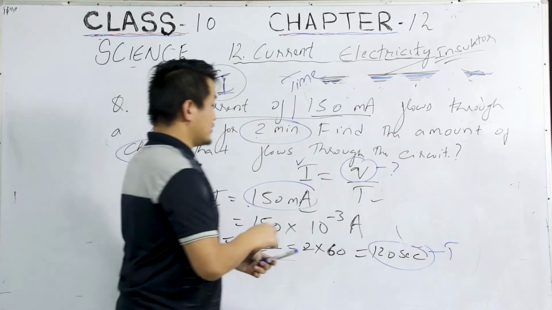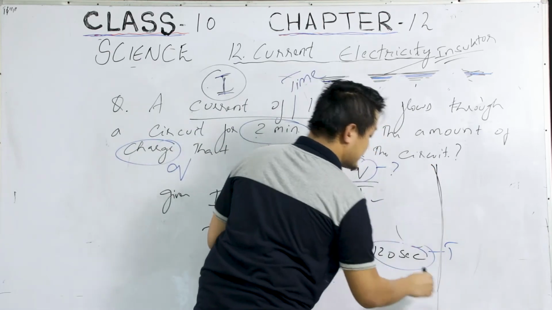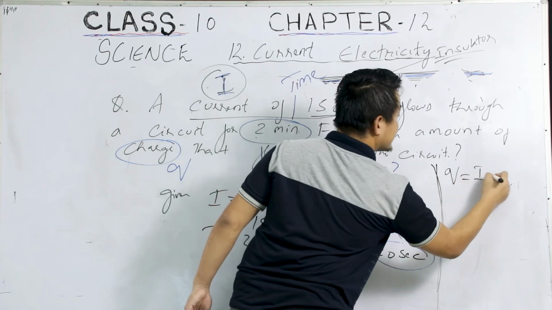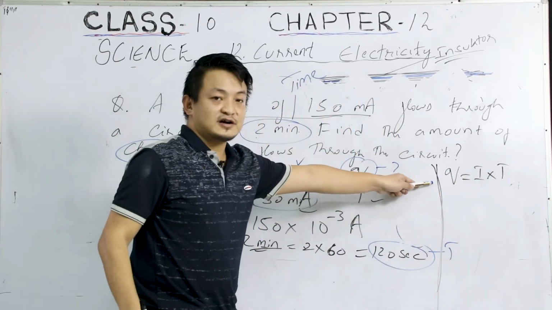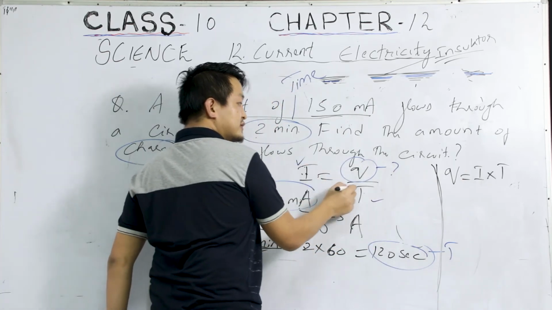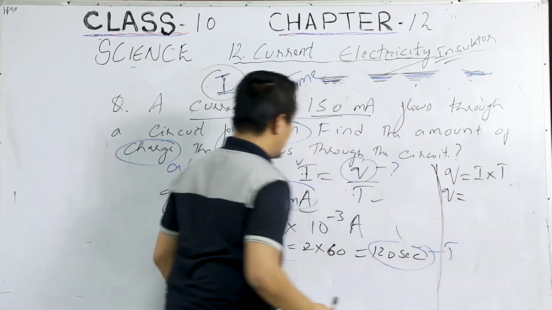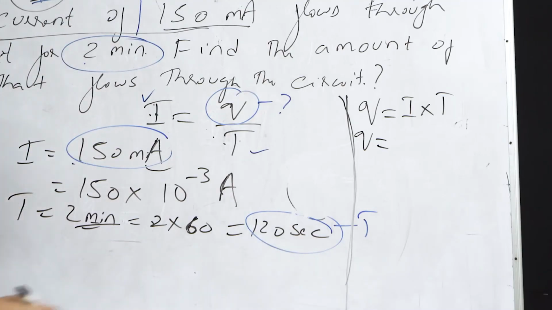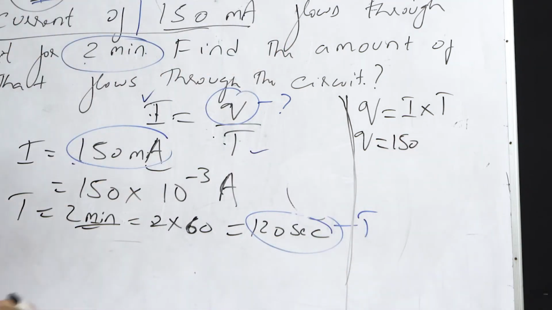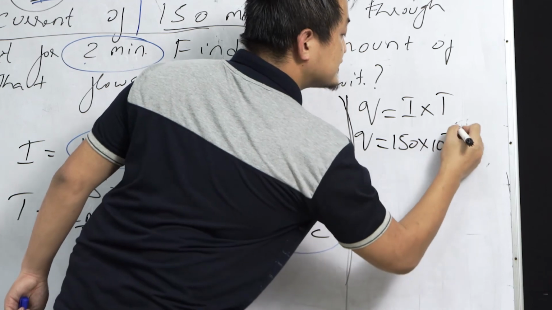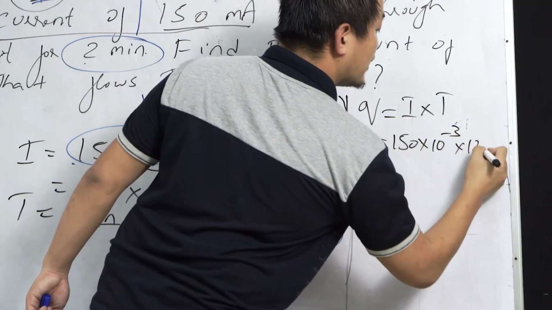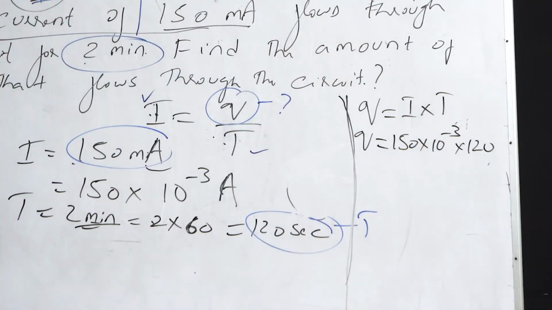I will continue here. Now our Q is I into T, since we have to find the charge. We multiply current into time. So Q is, now I is 150 into 10 to the power minus 3, clear, by 120, I mean into 120 seconds.